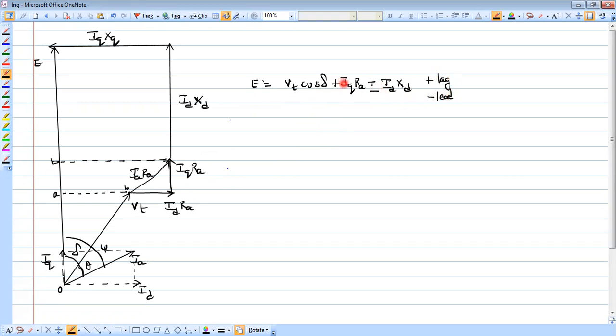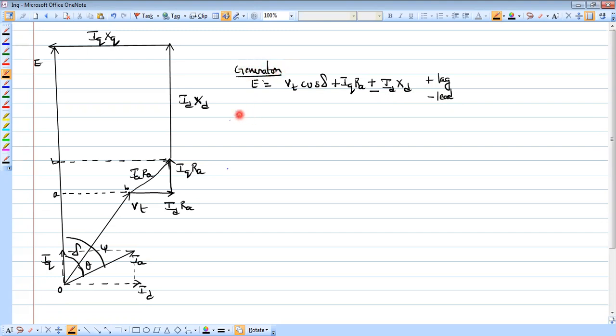Try to draw the leading power factor phasor diagram. What will be the modification? You just need to shift this Ia over to the left-hand side. Ia needs to be in lead with respect to Vt. That is what you need to modify. If you modify it, you get this negative sign over here, just the negative sign. So this is for the case of a synchronous generator.